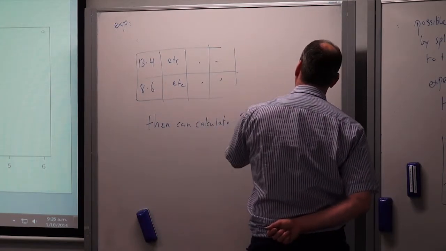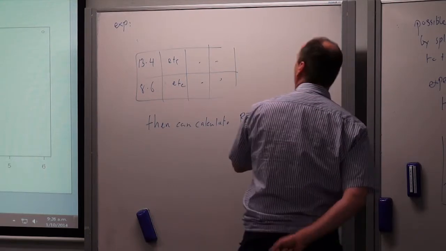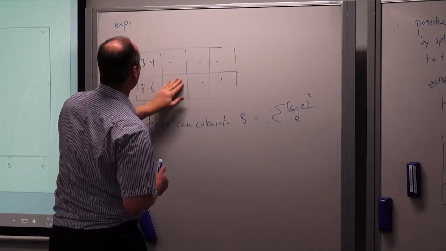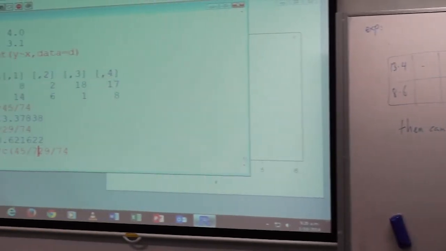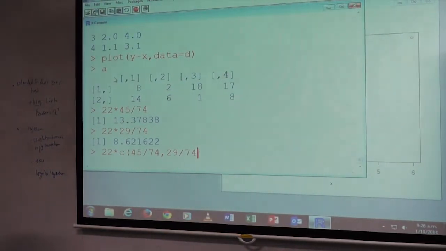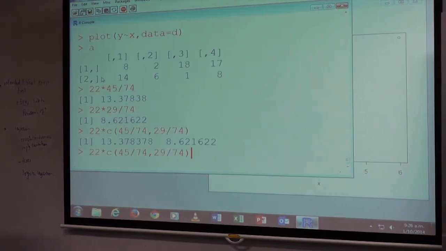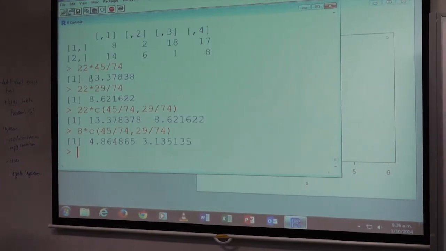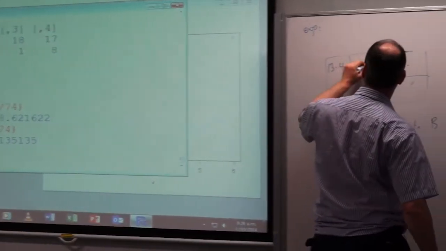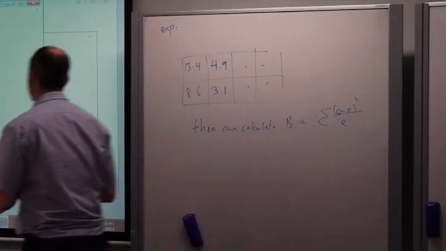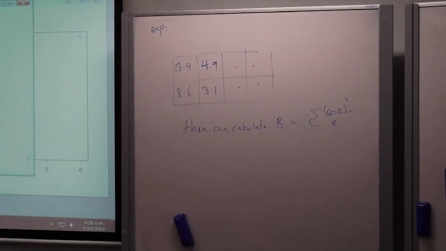Badness equals the sum of O minus E squared over E. Actually, I may as well fill them all in and do it explicitly. I think this is important. The next one's 8, isn't it? See, I'm just getting R to do the work. So the expected ones there are 4.9 and 3.1. The next one is 19.